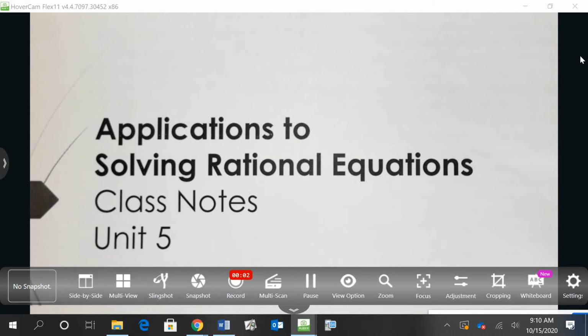So today we're going to expand on what we did yesterday. Yesterday we learned how to solve rational equations, and today we're going to take that concept and apply it to word problems. We're still in Unit 5.